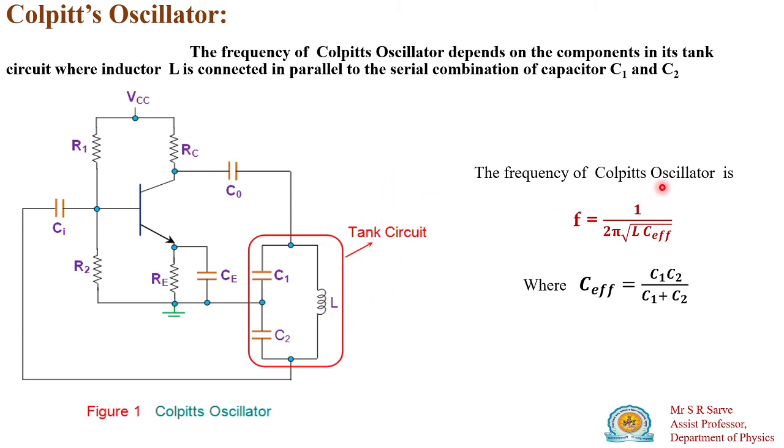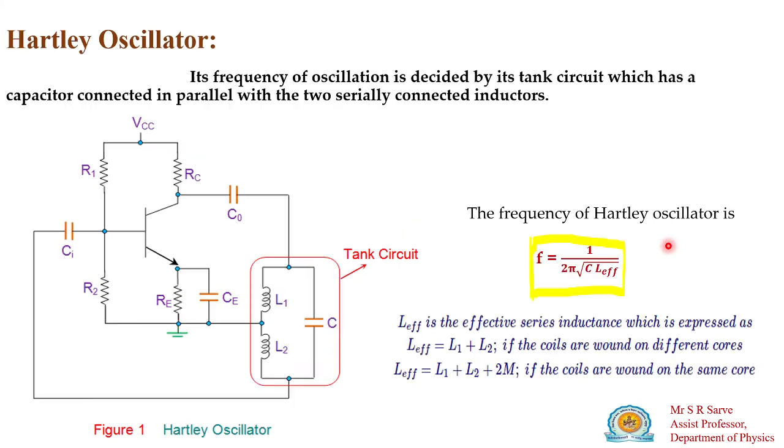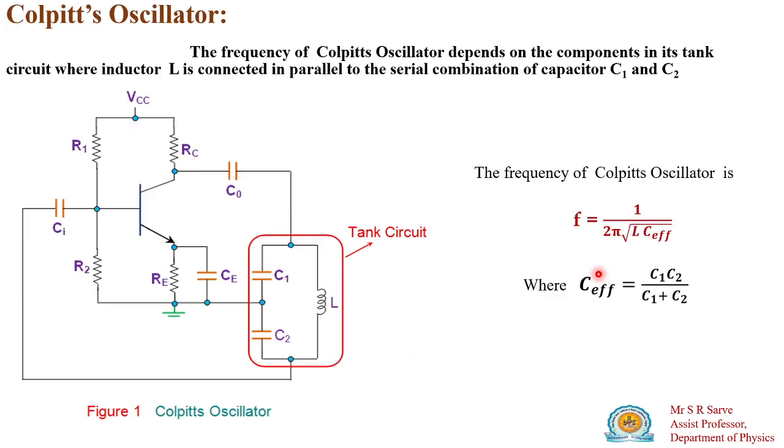So what is the frequency of oscillation in the Colpitts oscillator? The frequency of oscillation is 1 upon 2π under root of L into C effective. In the previous one there was 1 upon 2π under root of C into L effective. Here it is 1 upon 2π under root of L into C effective. So what is the effective capacitance? Two capacitors are connected in series, so the effective capacitance will be C1 into C2 divided by C1 plus C2.